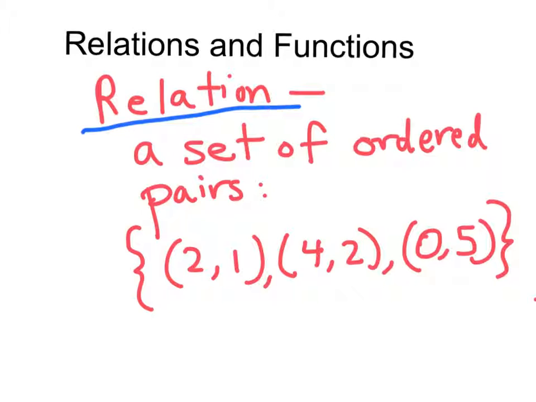of ordered pairs, as you can see here, any set of ordered pairs. And of course we know that when we say ordered pairs, we're talking about two numbers, x and y. And so this ordered pair is (2, 1), and this ordered pair is (4, 2). This one right here is (0, 5). So that's what a relation is. And it could be any number of ordered pairs. This one has 3, but it could be a whole lot more or even fewer, but at least 2.